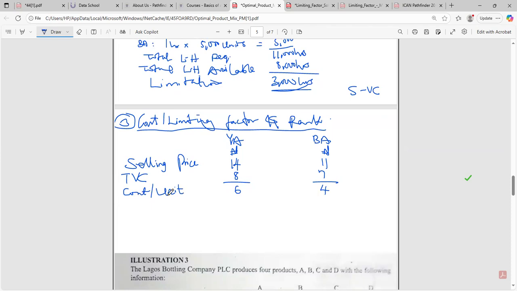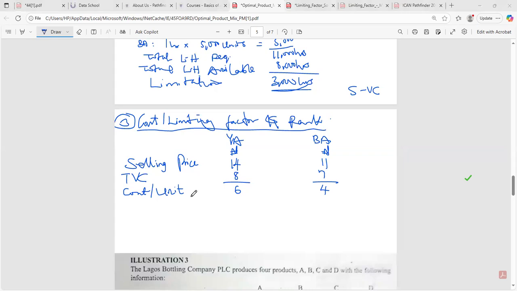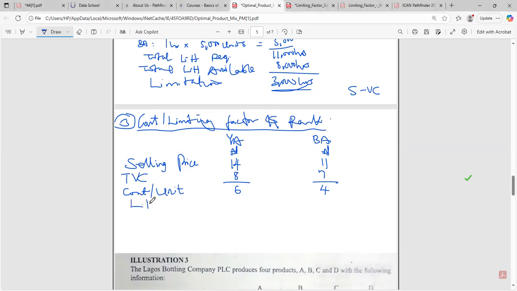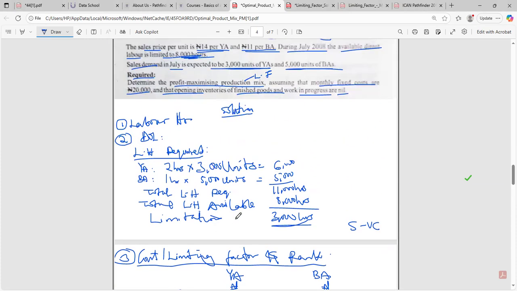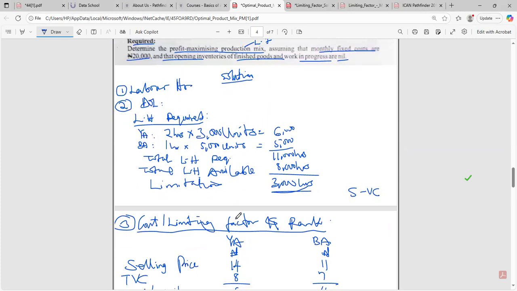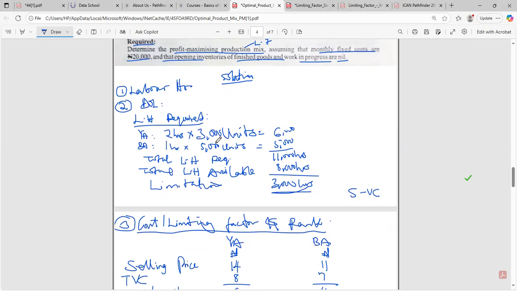Once you get your contribution per unit, what do you do? We divide with the limiting factor, which is the labor hour. So labor hour per unit. Who can tell me what our labor hour per unit is? It's 2 and 1. That's it. 2 and 1.